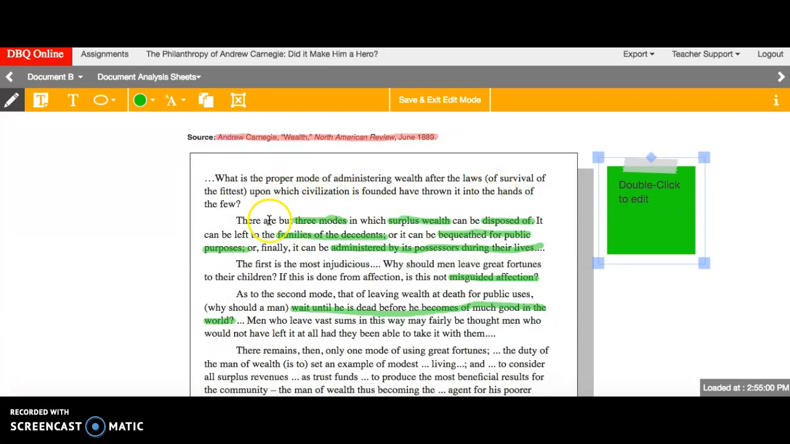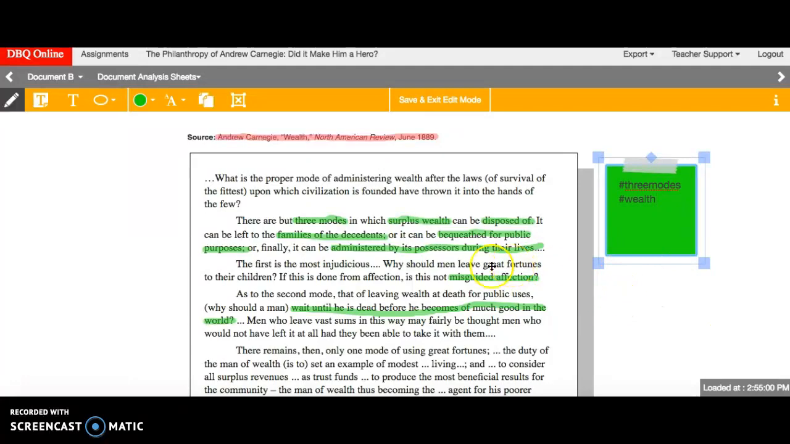So we look at the first one. Three modes in which surplus wealth can be disposed of. So I'm just thinking a hashtag that might summarize that would be hashtag three modes. And maybe one more would be hashtag wealth.